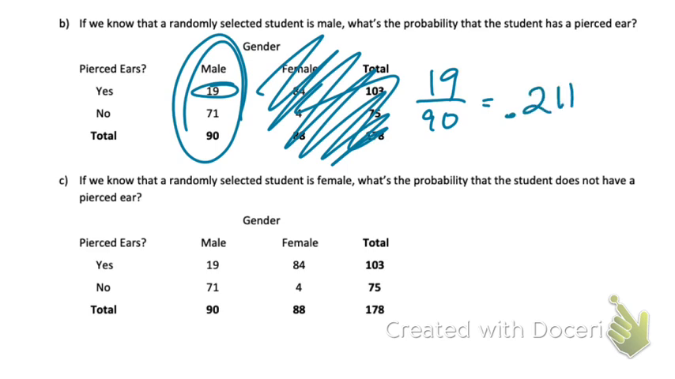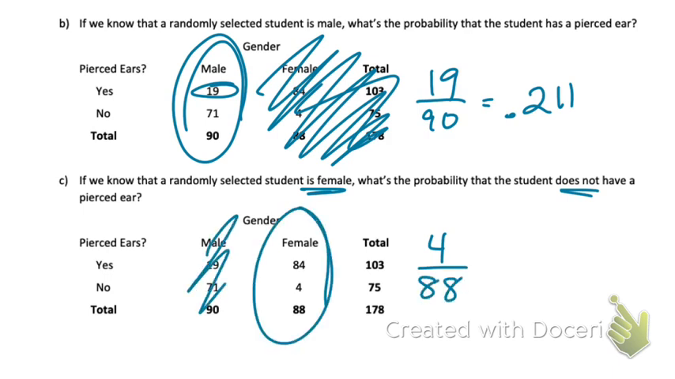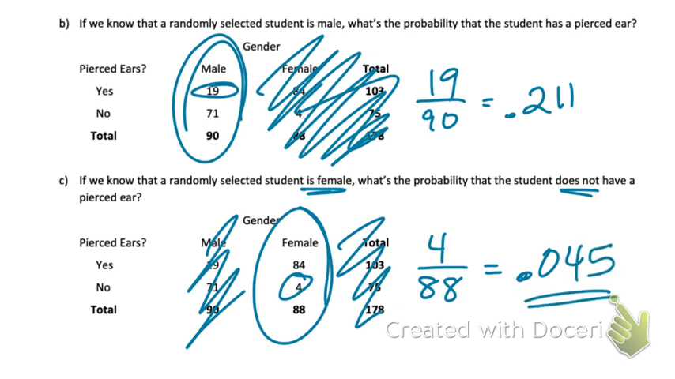Last one. If we know that a randomly selected student is female, what's the probability that they do not have their ears pierced? 4 out of 88. Perfect. I'm in the female section. These other things don't matter. And I'm looking at not pierced ear, which is 4 out of 88. And in case you are keeping track, that is 0.045. So if I know that they are female, there is only a 4.5% chance that they do not have a pierced ear. Do you guys have any questions about that? Okay, let's try some more.